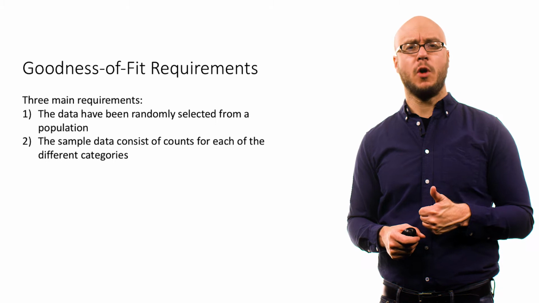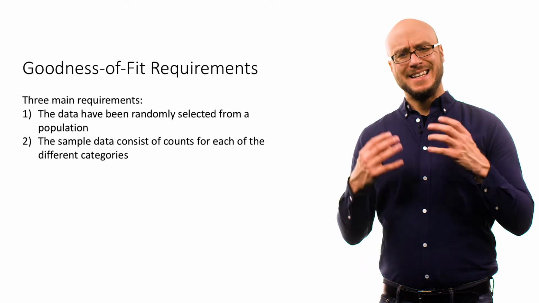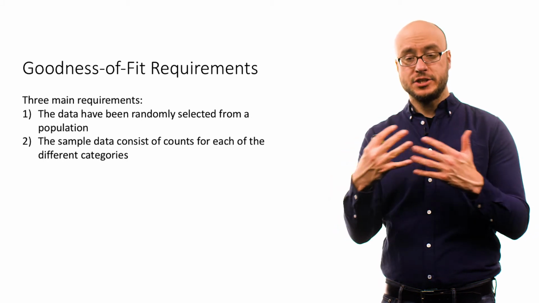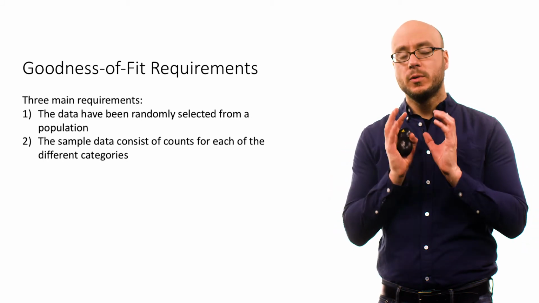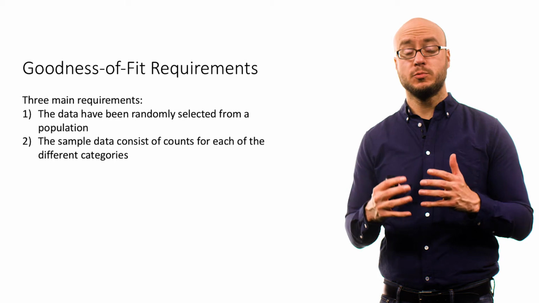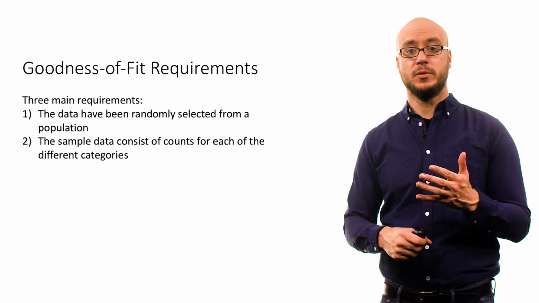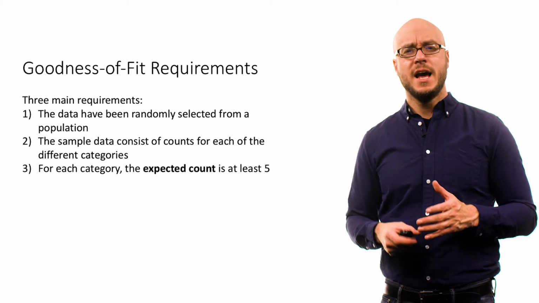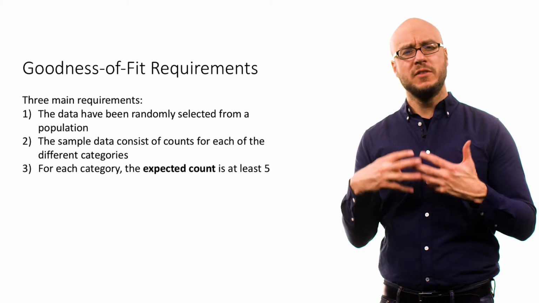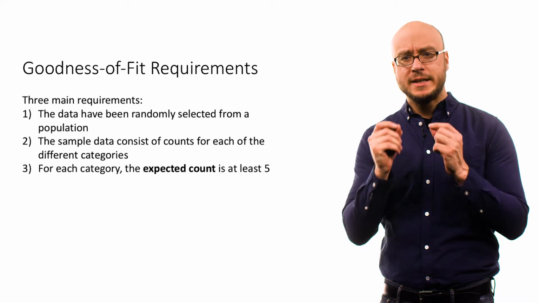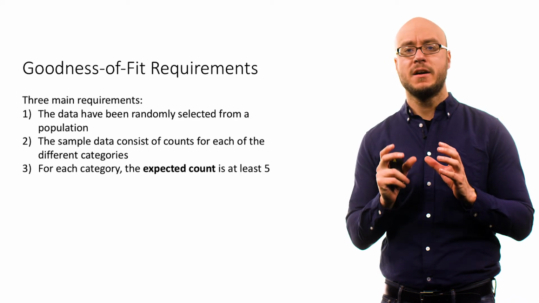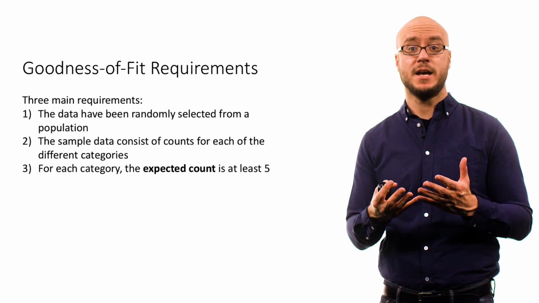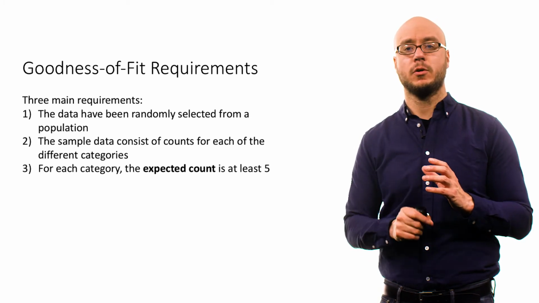The second main requirement for using this kind of test is that the sample consists of counts for each of the different categories. So we're looking at a distribution of counts. In the religion example, our distribution will consist of the number of young people who identify as Protestant, Catholic, or have no religious affiliation. And then another requirement is that for the inferential test to really work, the expected count should be at least 5 for each of these different categories. So in the religious example, the expected counts for each category should be at least 5.